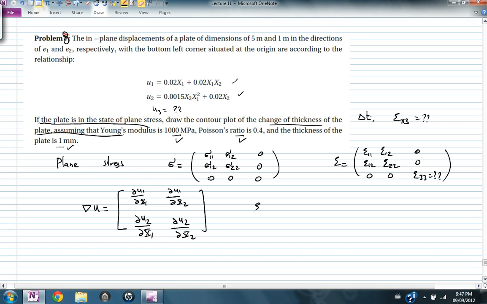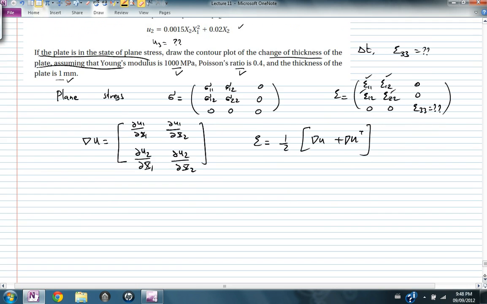And calculate the strain as half the gradient of U plus the gradient of U transpose. When I do this, I'm able to calculate those 4 values of the strains. Given those 4 values of the strains, this is a state of plane stress, so I know that the relationship is as follows: sigma 11, sigma 22, sigma 12.